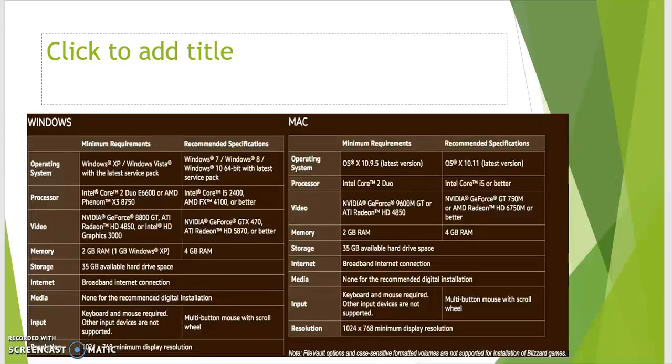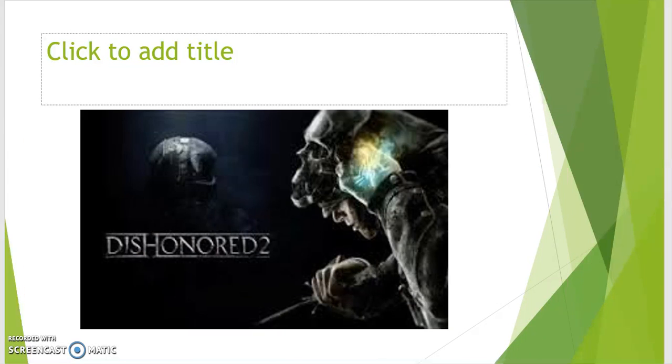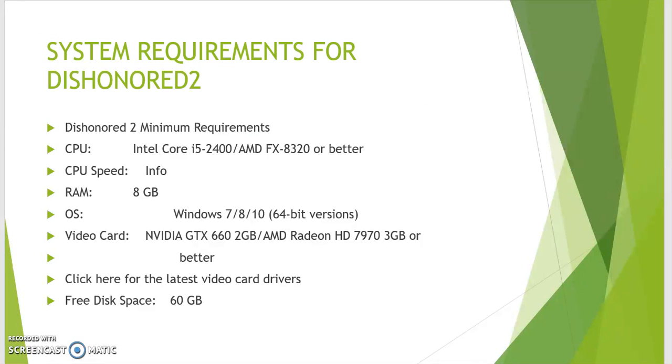Here there is an example of the system requirements that are needed for the Windows and Mac operating systems, like the memory, the storage, and the media, and the operating system processor may change. This is a game called Dishonored 2, and to operate it on a system, these are the system requirements that we need: RAM 8 GB, OS Windows 7, 8, and 10 of 64-bit versions, a graphic card, and free disk space of 60 GB.